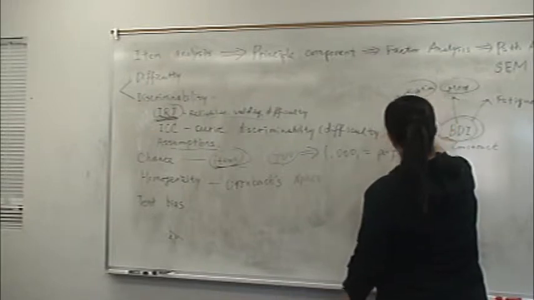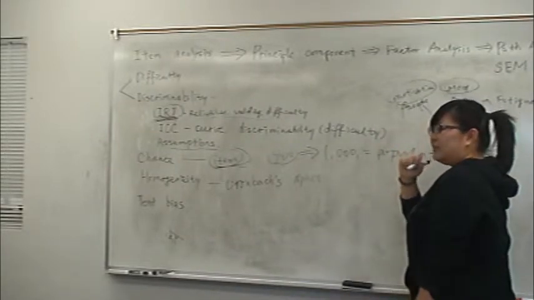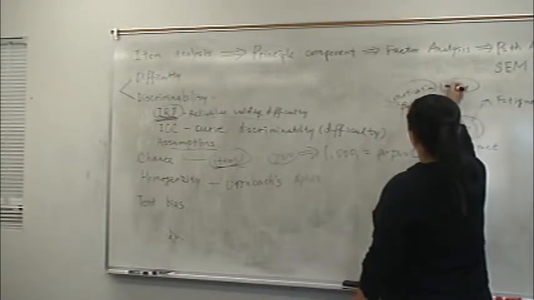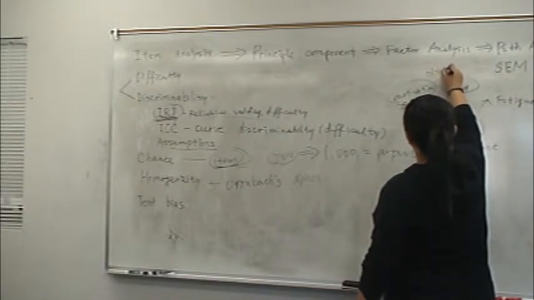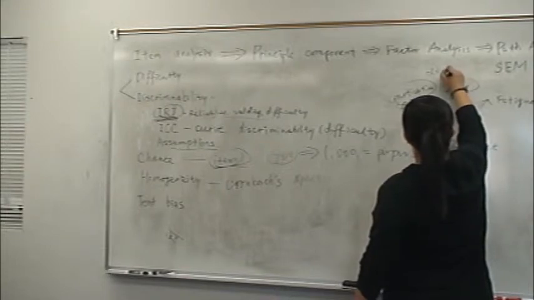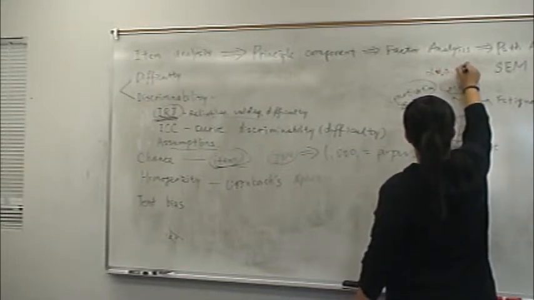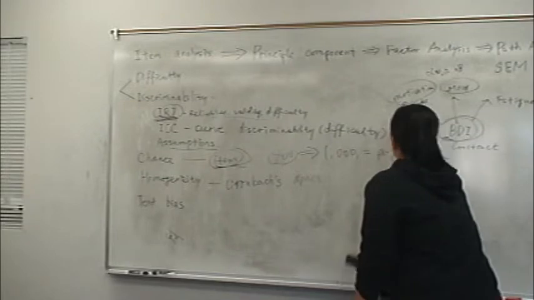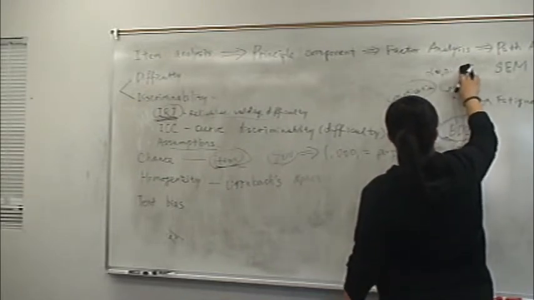Now, how does that work if an assumption is that it's unidimensional? When we talk about homogeneity, the Cronbach's alpha here has to be at least bigger than or equal to 0.8. Not 0.3. This is the Cronbach's alpha.